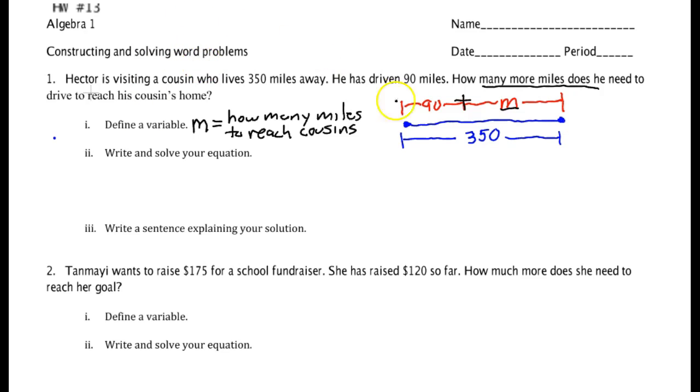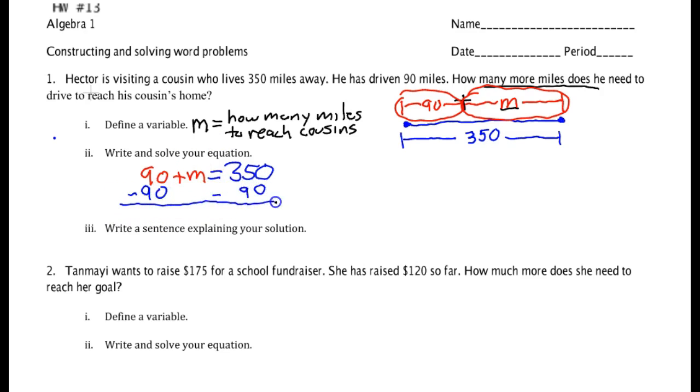And as I mentioned before, because we're writing like this, we can kind of see that, oh yeah, the 90 plus however amount this is, and miles here, 90 plus m should equal or add up to the 350, because it's the same distance. Should add up to 350. And then we can go ahead and solve that just by subtracting 90 on both sides. So 350 minus 90 is 260.